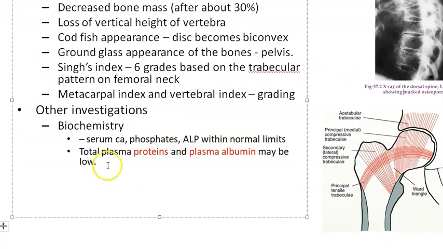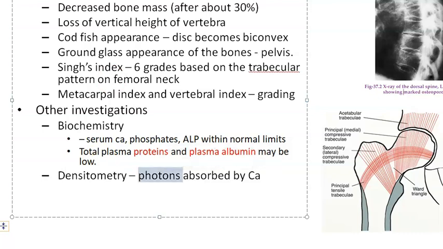Then you can do a densitometry. This is yet another test. After biochemistry, you have densitometry. You can measure the density. Photons are emitted from gamma emitting isotopes, and these photons are absorbed by calcium.